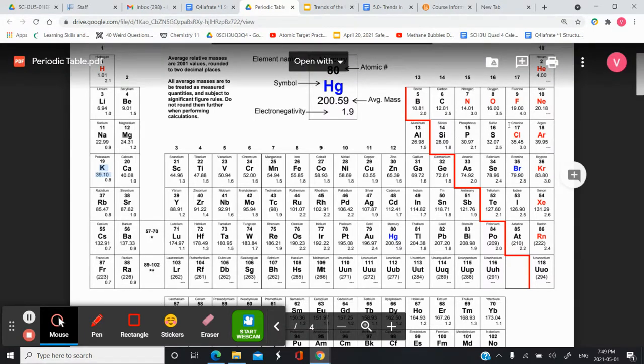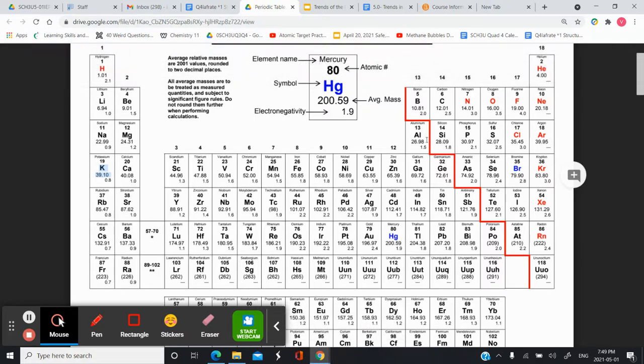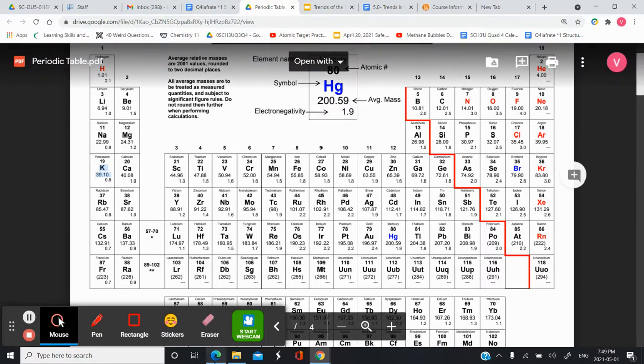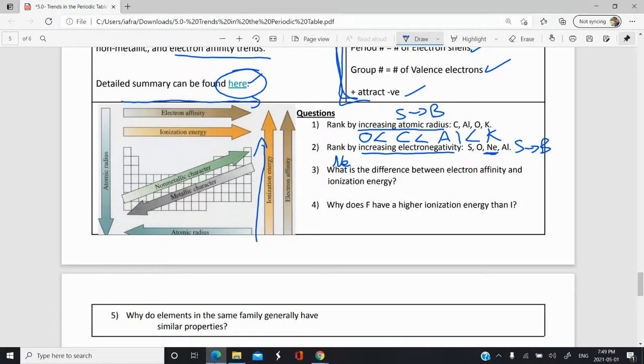So oxygen's higher up than sulfur, so it's a higher electronegativity. So it's higher than sulfur. And just to confirm, aluminum is towards the left here of sulfur, so that means it has a lower electronegativity than sulfur. So we have aluminum, we have sulfur, and oxygen in that order there.